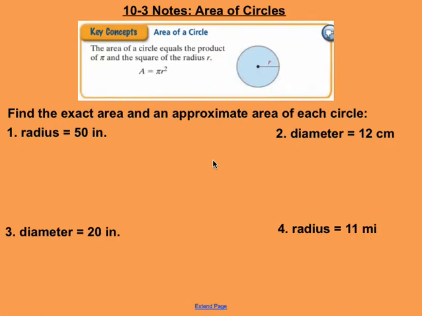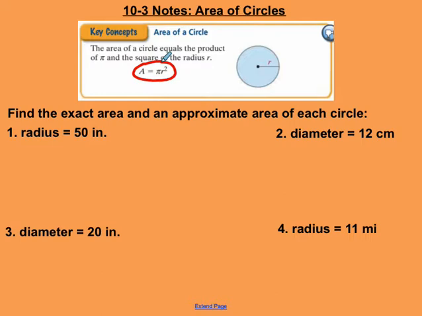Today we're going to be looking at area of circles. The formula for area of a circle, which we discussed yesterday with our activity, is pi r squared, r being the radius of the circle. Let's jump right into some example problems.